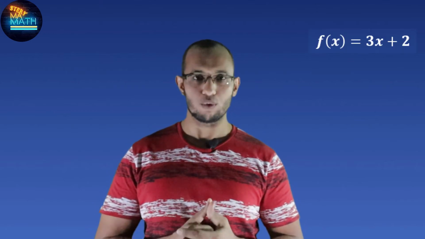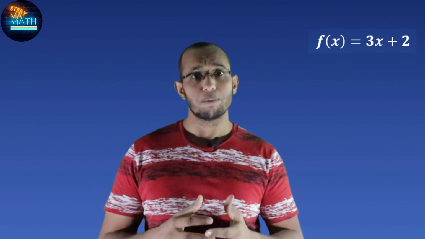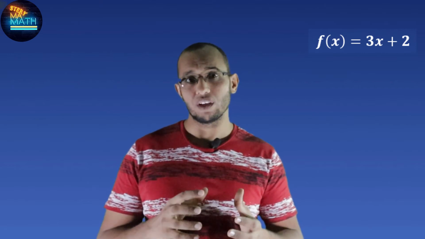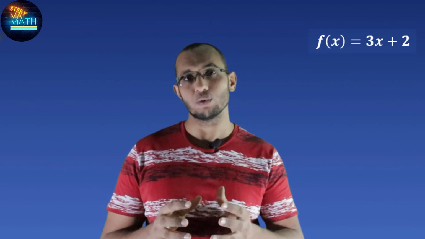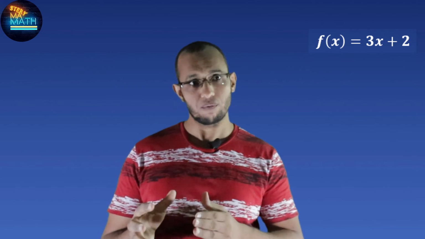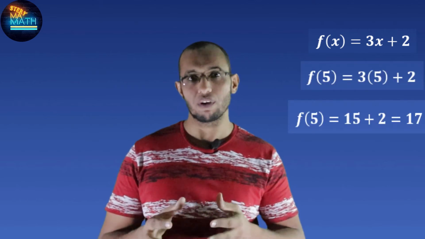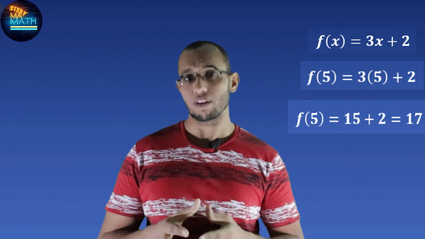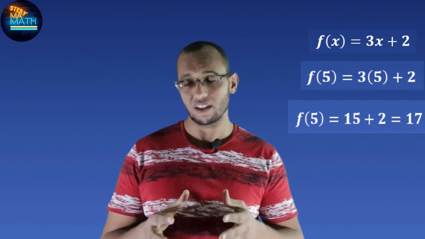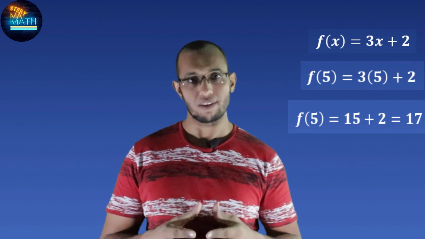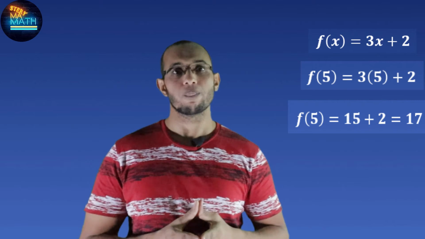If we have f of x is equal to 3x plus 2, the ordinary process, if we want to substitute x with 5, for example, it will be 3 times 5 plus 2. 3 times 5 is 15, and 15 plus 2 is 17. This is the normal process for substitution.